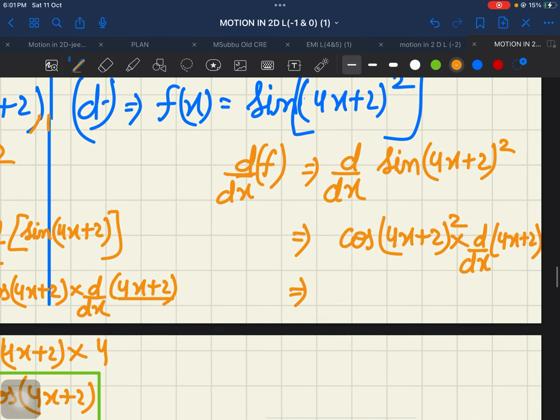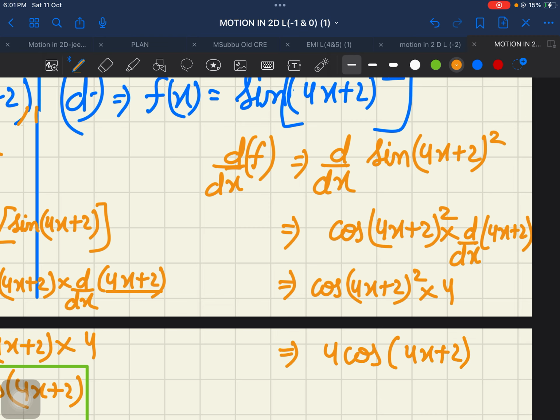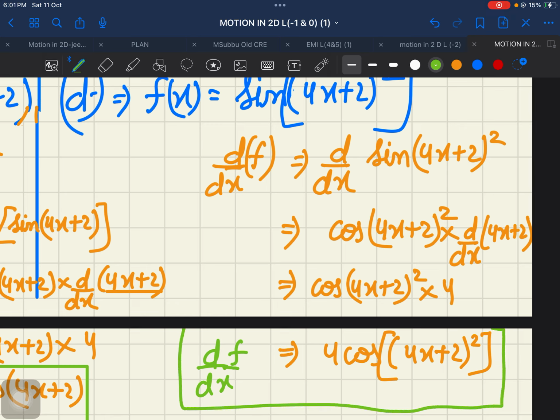So this time here, what will you have? It is cos of (4x plus 2) square, into the differentiation of 4x plus 2, which is simply 4. So the answer here is 4 cos of (4x plus 2) square. This is the square of the angle here. So this is df by dx in this case. I hope this chain rule problem is very much clear to all of you students, right?